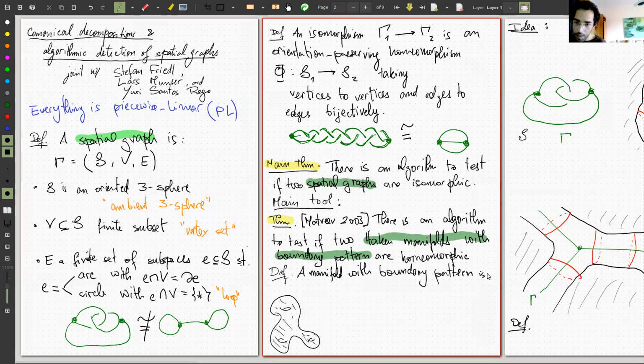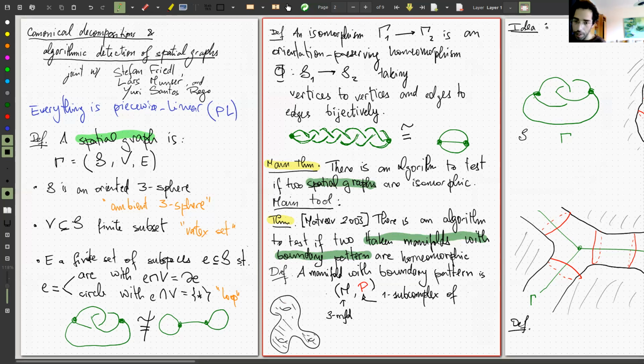A manifold with boundary pattern is a pair (M, P), and I'll draw the second factor in this pair in red, where M is a three-manifold, or maybe a compact three-manifold, and P is a one-subcomplex of the boundary of M. And this thing is the pattern.